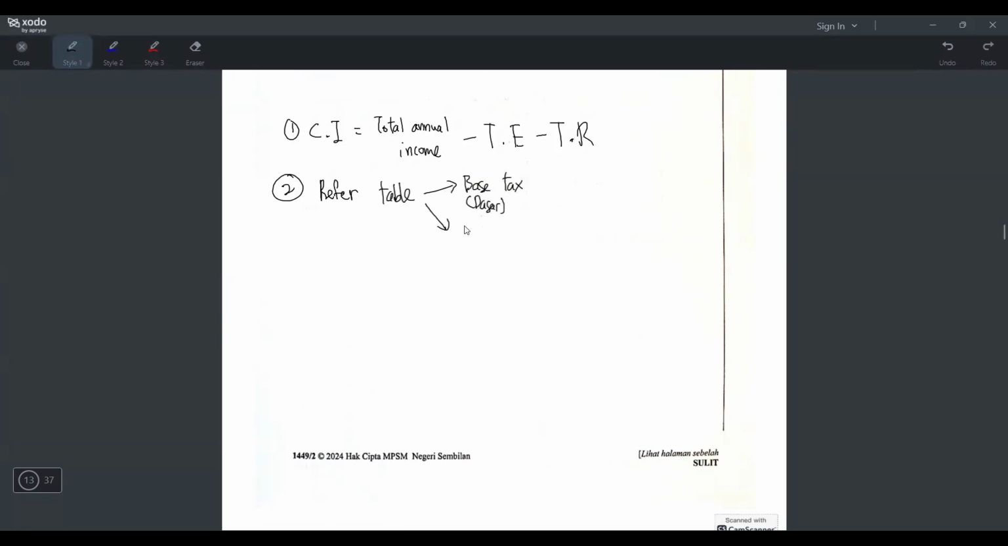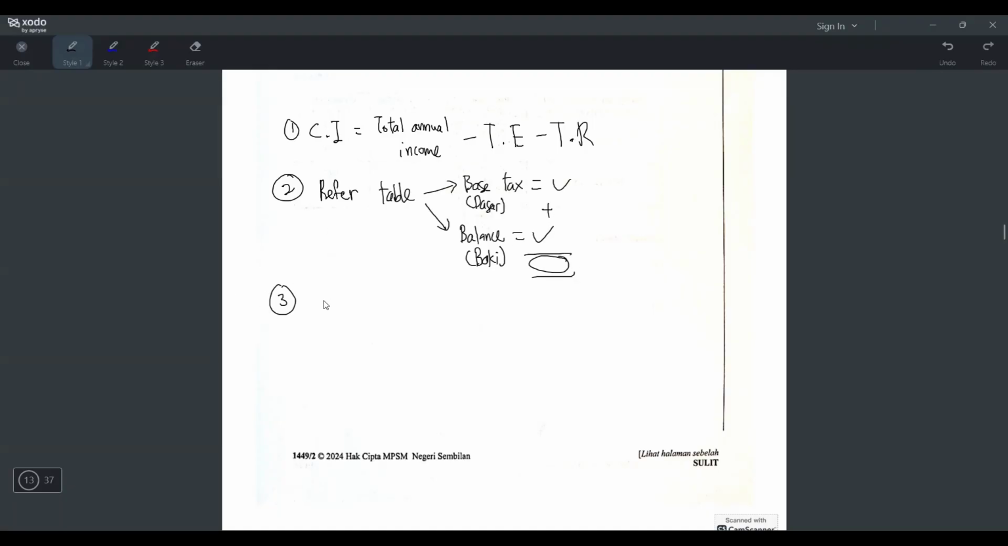Cukai dasar. And then they will give you another thing, the balance, or in Bahasa Melayu, we call it the cukai baki, right? After you get your base tax and your balance tax, you will plus them together, right? When you plus them together, you will get a new value here, right?